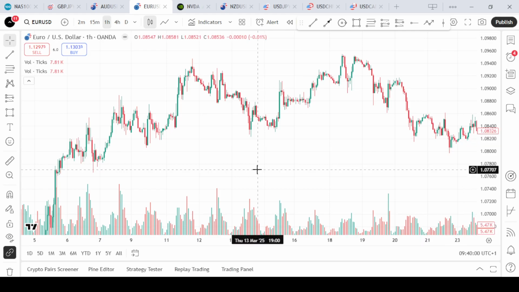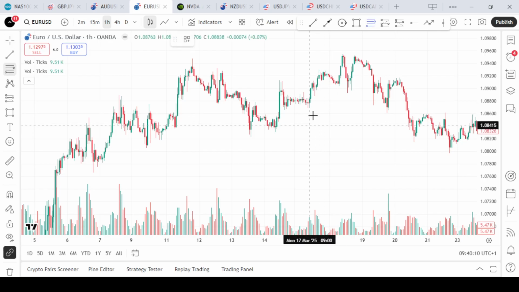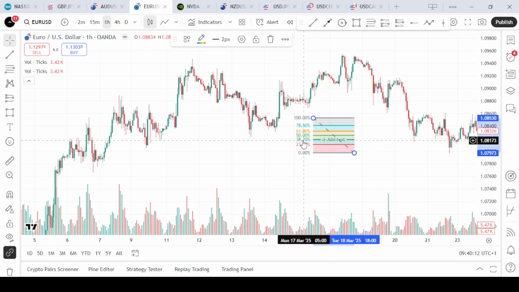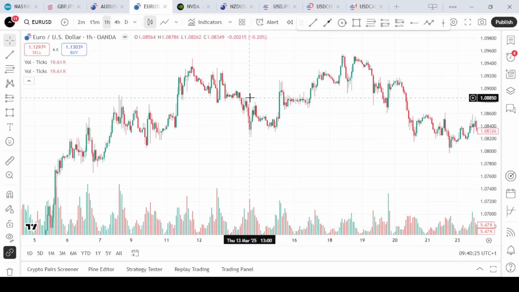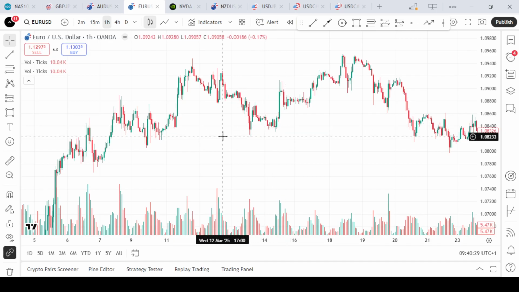Now, the Fibonacci retracement is derived from the Fibonacci sequence, a mathematical pattern that identifies key percentages such as the 23.6 level, the 38.2 level, the 50% level, 61.8 level, 78.6 level. Now, these levels are used to predict potential support and resistance points on your price chart.